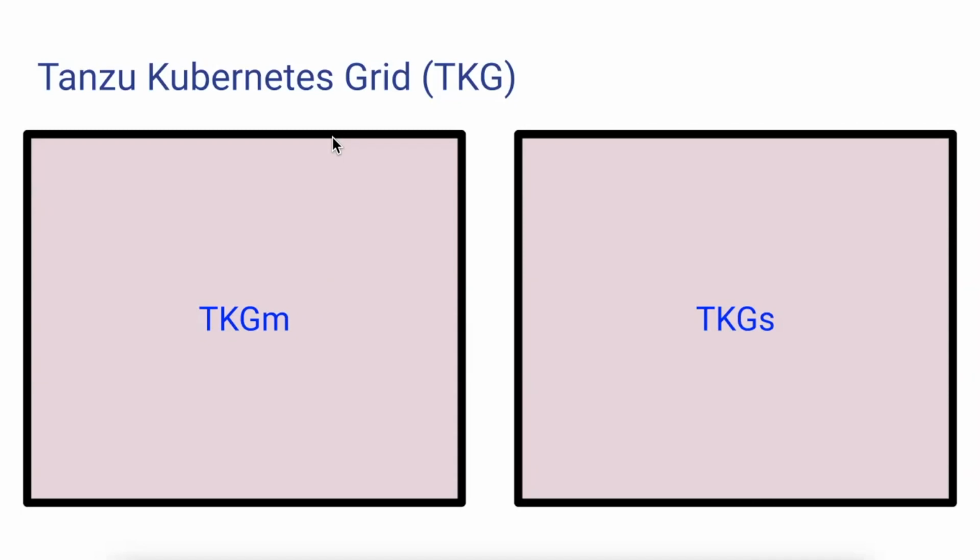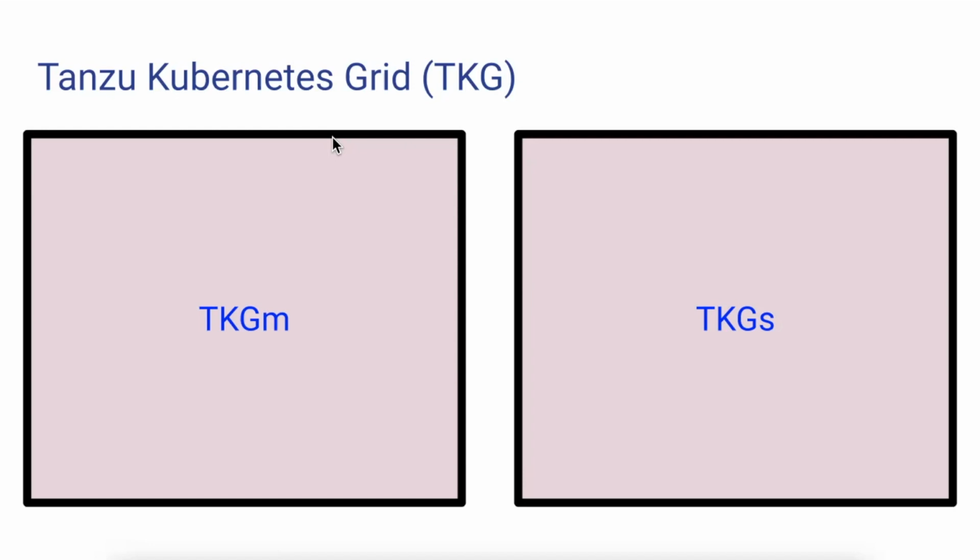So Tanzu Kubernetes Grid has multiple flavors, TKGM and TKGS. TKGM, which is Tanzu Kubernetes Grid for multi-cloud. And this essentially provides you a Kubernetes cluster, or a consistent experience of running Kubernetes clusters, in your on-prem VMware environment or on public cloud like AWS and Azure. Whereas TKGS, this is Tanzu Kubernetes Grid Service. And sometimes I refer to that as Tanzu Kubernetes Grid using supervisor cluster.